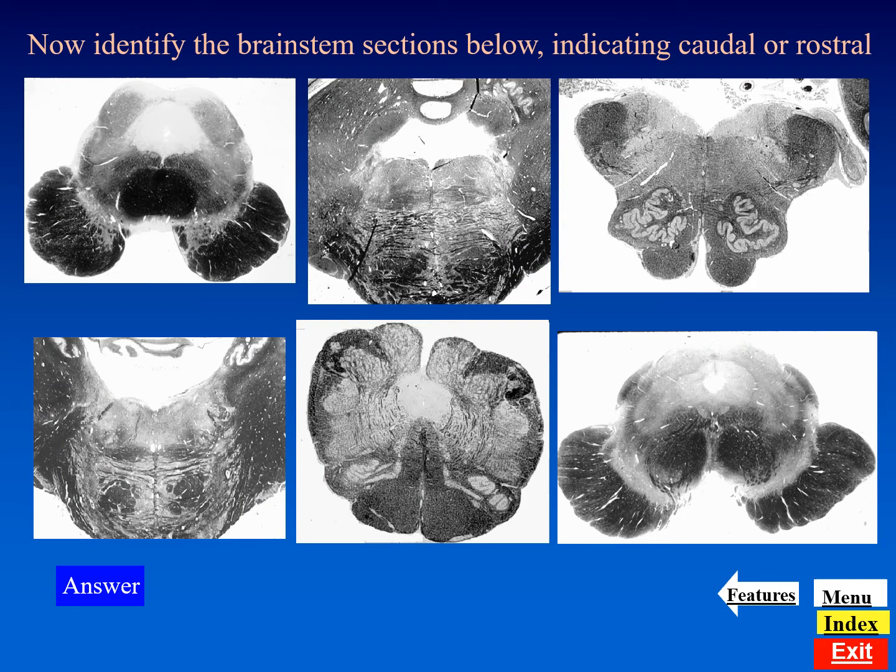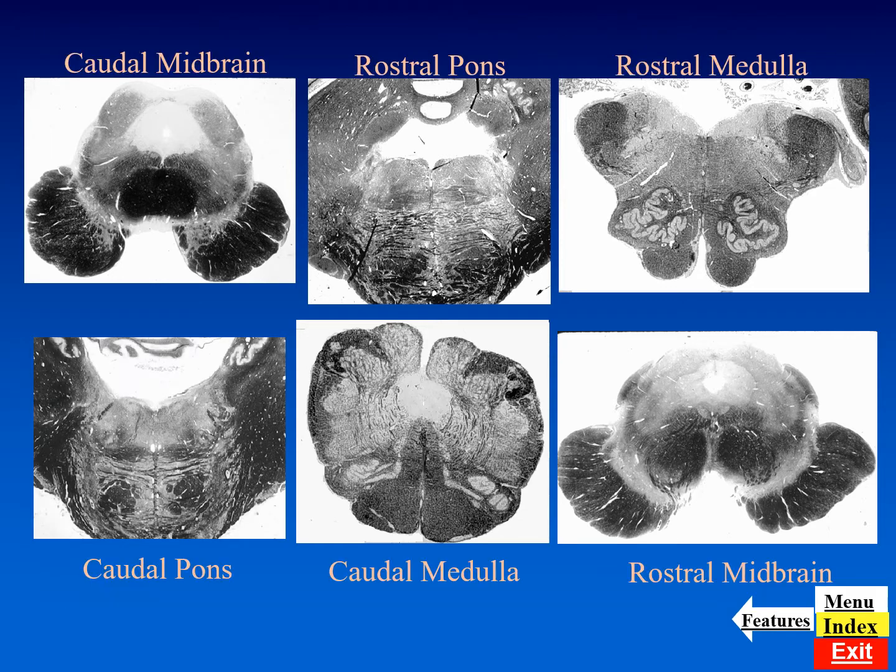Now it's your turn to decide or pick out the various brainstem levels based upon features that were reviewed in the previous slides. I'll give you a moment to look at these. You'll be looking at gray matter and white matter features and whether there's a fourth ventricle or not, and that should assist you in being able to determine which level you're looking at. So here are the answers for those 6 sections. Hopefully you were able to get the correct answers.